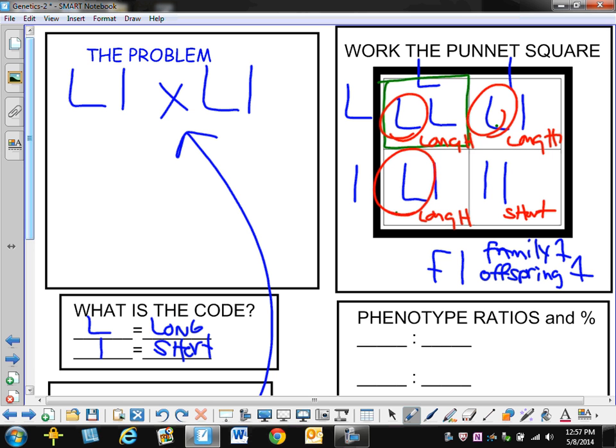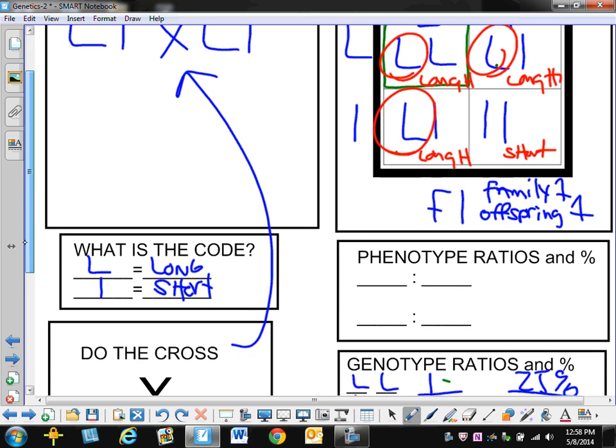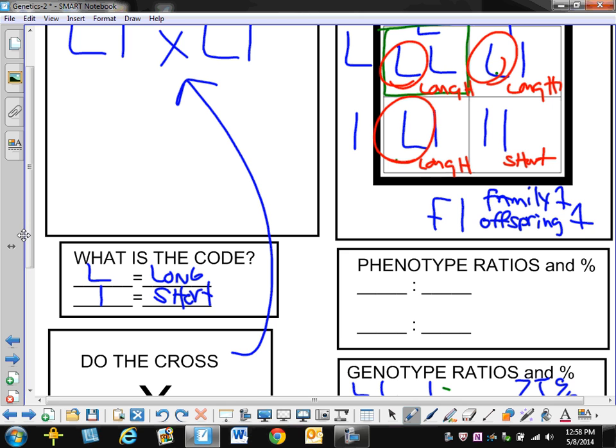Okay? So now we go down to phenotype, how it looks. So we have 2 choices, long and short. How many longs do we have? 3. Which makes what kind of percentage? 75%, 3/4. How many shorts do we have? 1 for 25%, right guys?